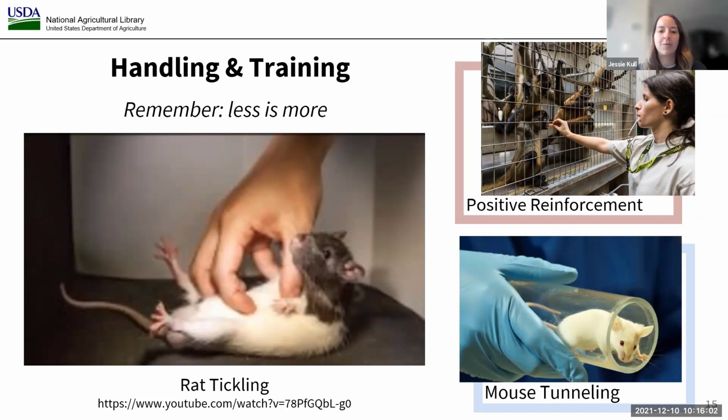And there's a lot of different options for training and handling opportunities depending on the species that you're working with. But for example, in mice, we use mouse tunneling rather than picking a mouse up by its tail, which we know is painful and stressful to the animal. And in rats, something that's become relatively of a hot topic is rat tickling. And that's frequently used where technicians are mimicking the natural rat play behavior.